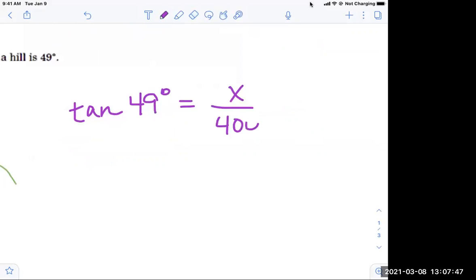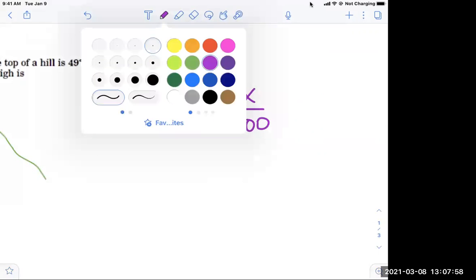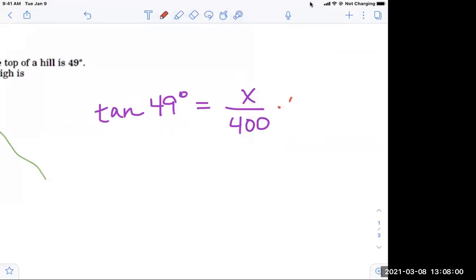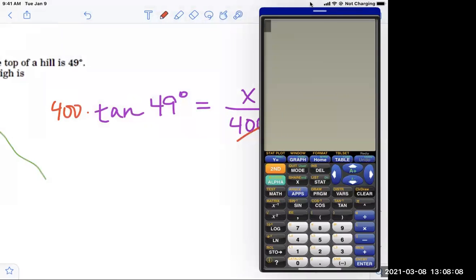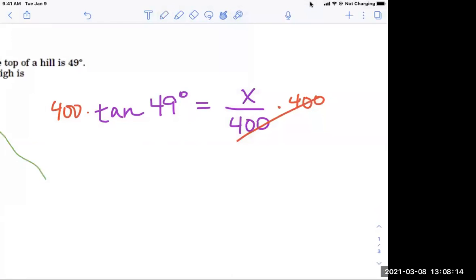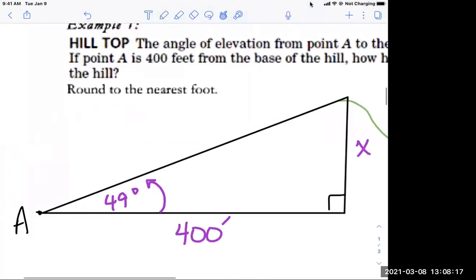Okay, Sam, if you were going to solve that, what would you do next? I multiply the tangent of 49 degrees by 400. So we're multiplying the full equation by 400 and then typing that in the calculator. So 400 tangent 49.